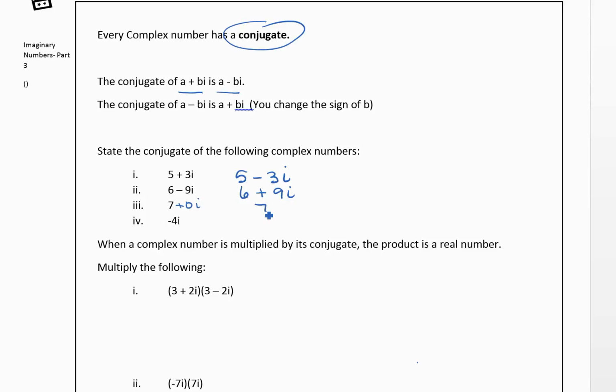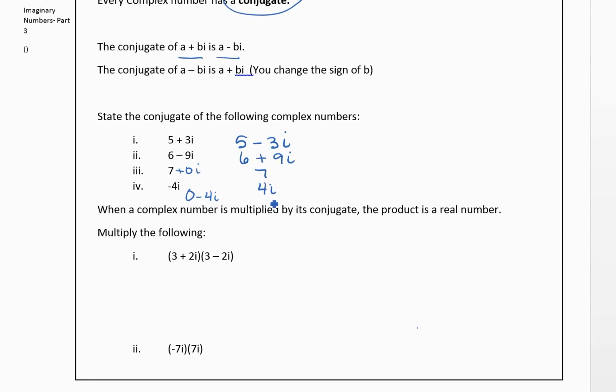Here we have negative 4i, which you could think of like 0 minus 4i. So the conjugate would be 0 plus 4i. So we would just write plus 4i, which we don't have to write the plus. Okay, so there are our conjugates.